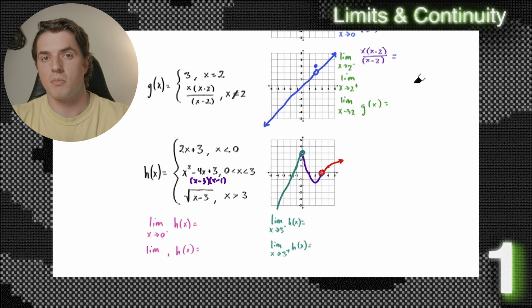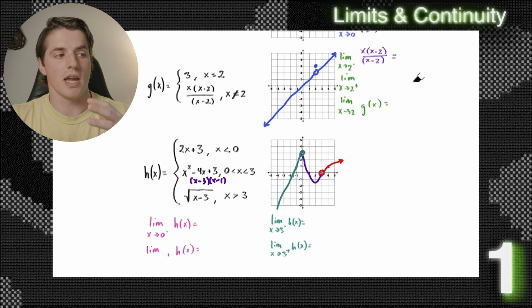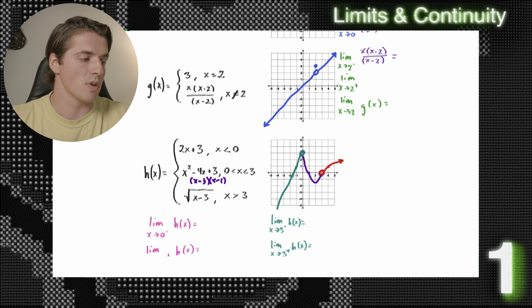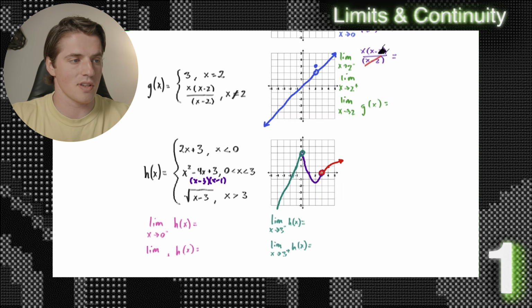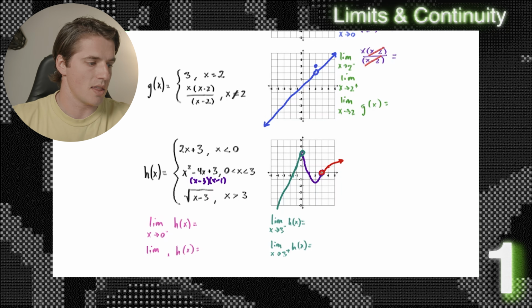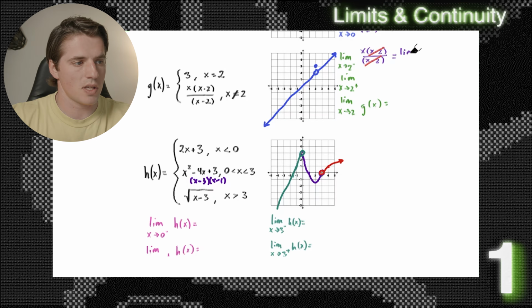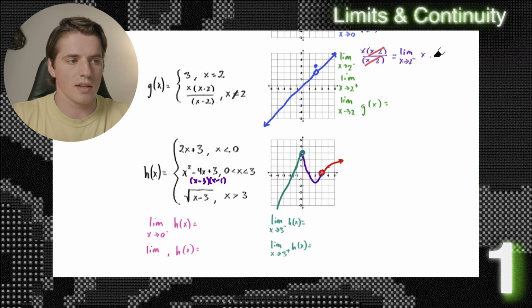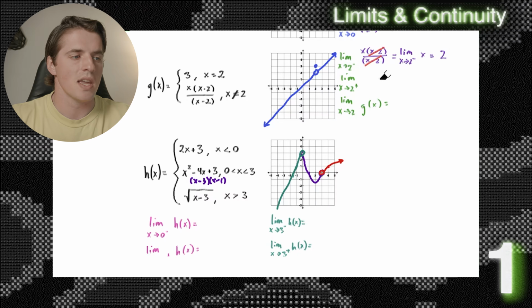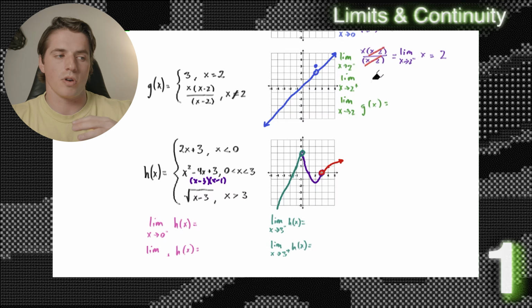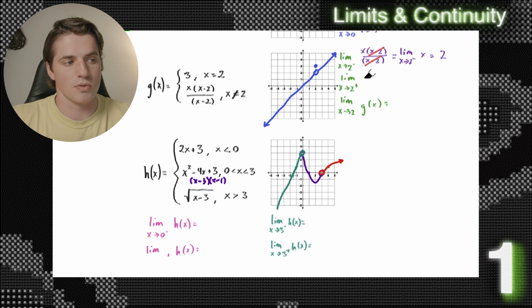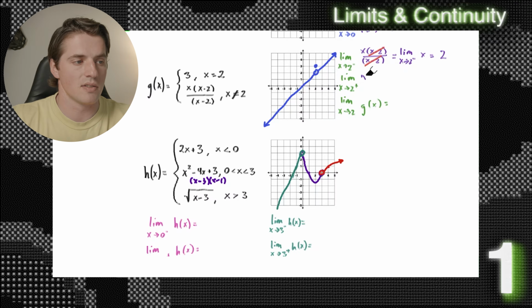If you've watched my video on algebraic limits, you know that we can't just plug in 2 immediately. We would have to cancel these out first and then rewrite this. The limit as x goes to 2 from the left of x is 2. And we actually would do the same work for the next one. The limit as x goes to 2 from the right is the same.